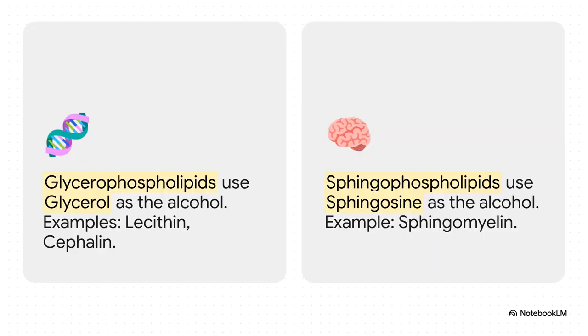Let's just zoom in on phospholipids for a quick second. Okay, yeah, the names here look a little intense, but the idea is pretty straightforward. They're just sorted into two main buckets based on which alcohol they use for their backbone. If the alcohol is glycerol, they're glycerophospholipids. If it's a different one called sphingosine, well, they're sphingophospholipids. The main thing to remember is just that the alcohol base can change.